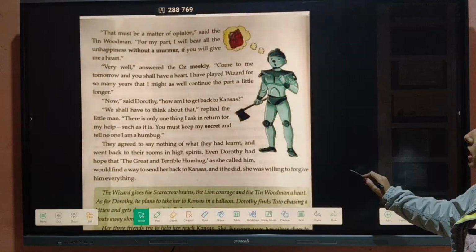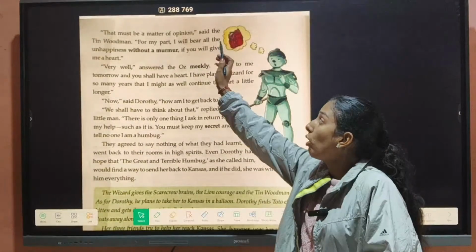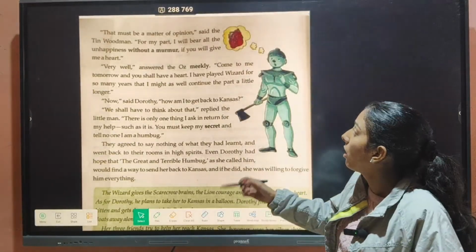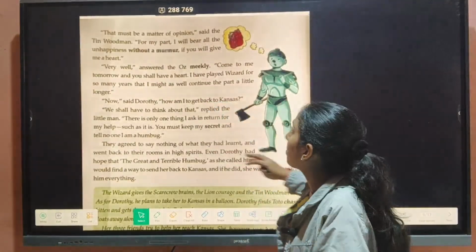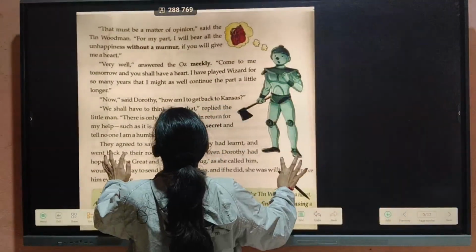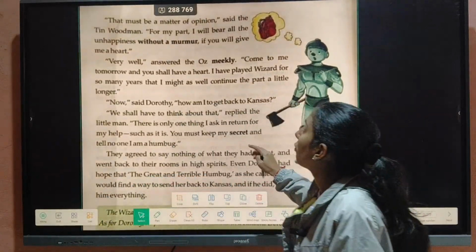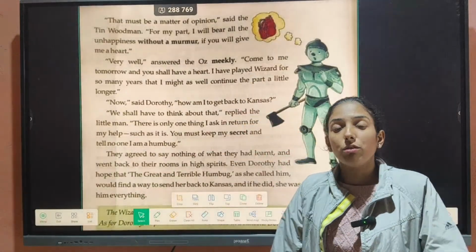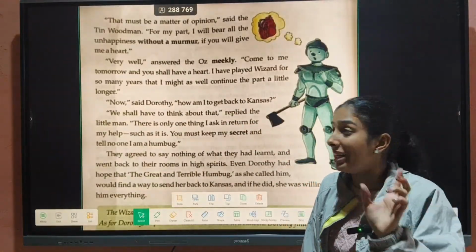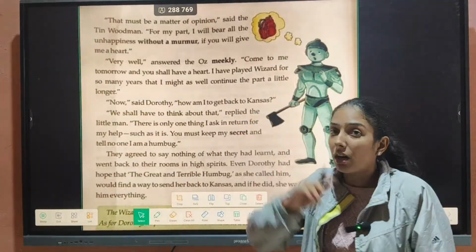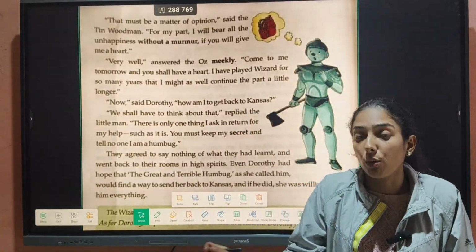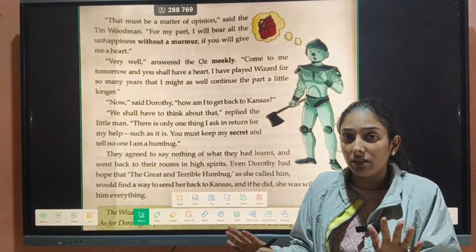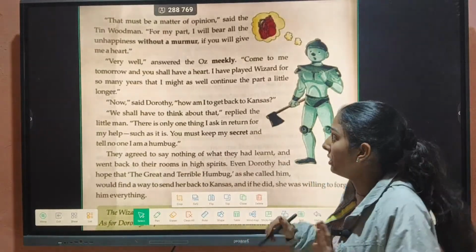Now, beta, "That must be a matter of opinion," said the Tin Woodman. Opinion is our thinking about anything, on any topic. "For my part, I'll bear all the unhappiness without a murmur." Without a murmur means without any complaint. If you will give me a heart, I will not complain about it, saying that oh, I was better without the heart. I'll not do like this. I'll not complain. Please give it to me.